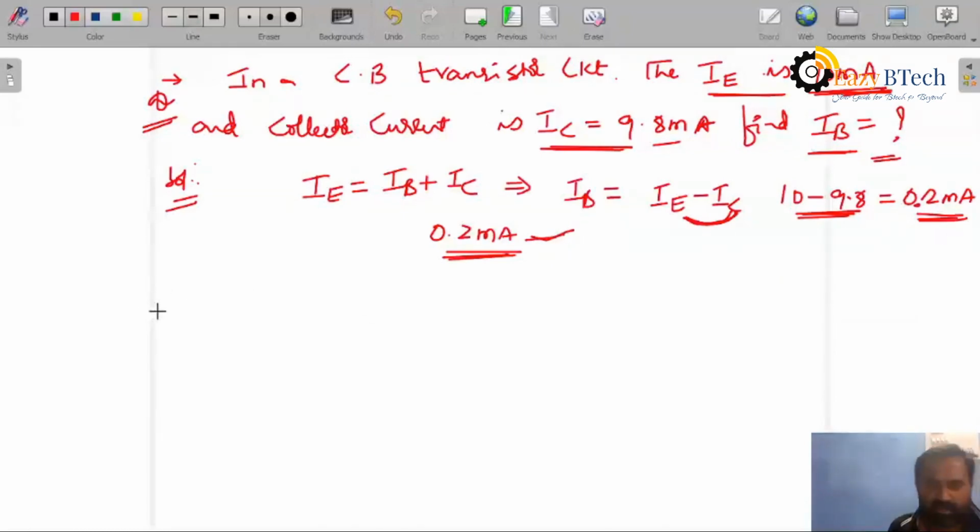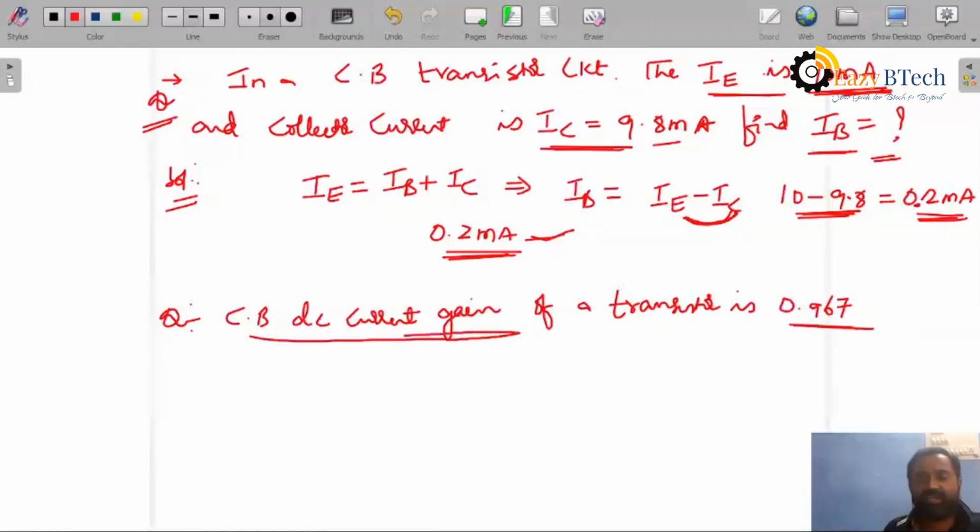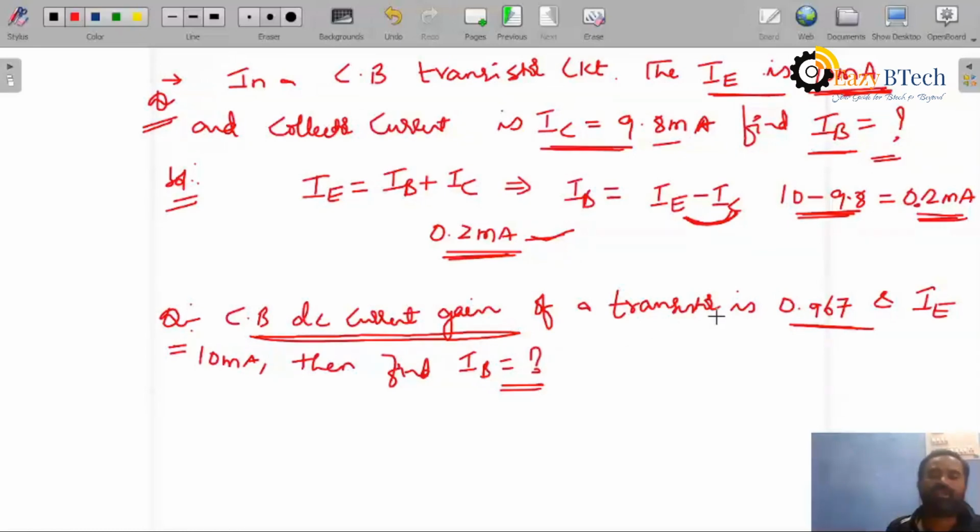Okay, students. Next question you can see. The common base DC current gain of a transistor is 0.967, and the emitter current IE is 10 milliamperes. Then find IB.